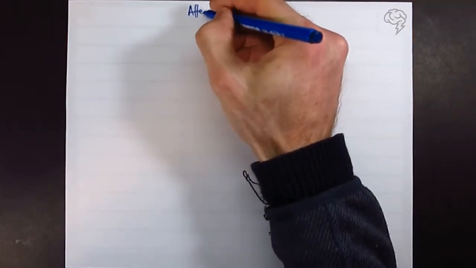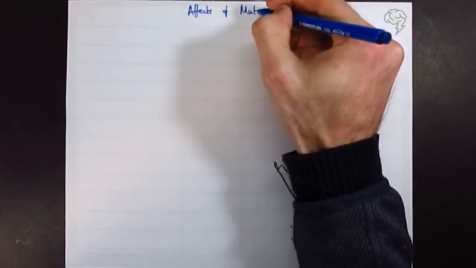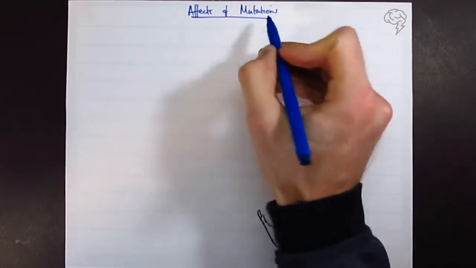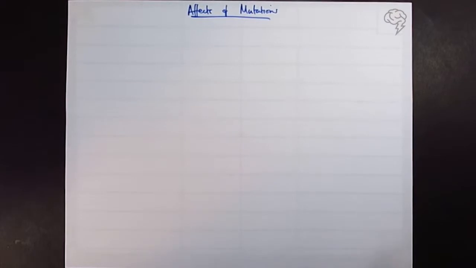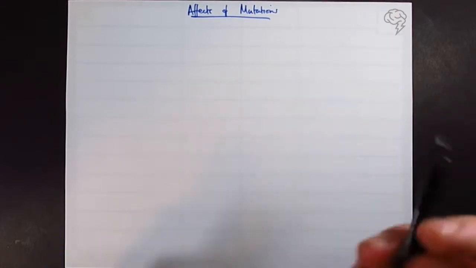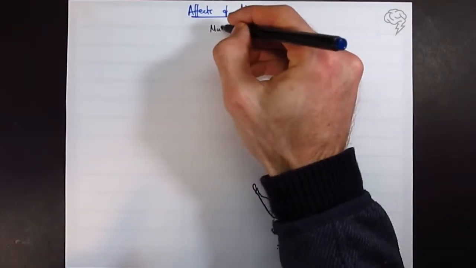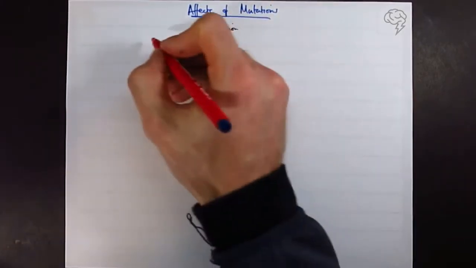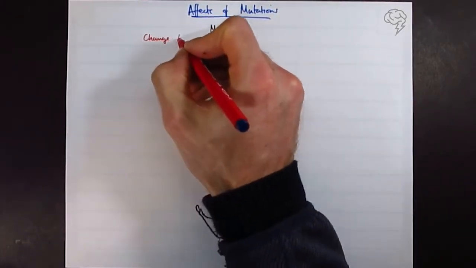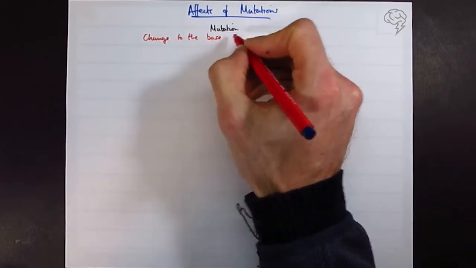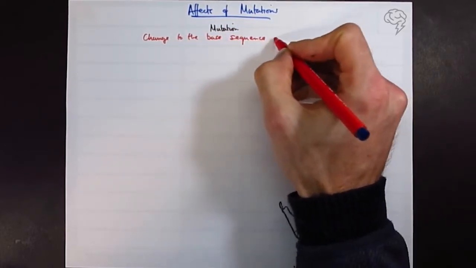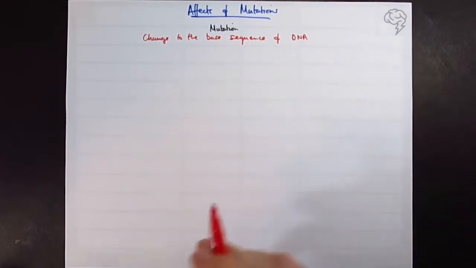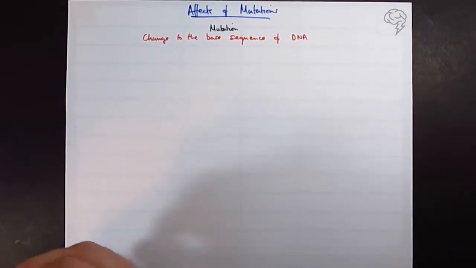Effects of mutations. Okay, so we're going to start off with a sort of flow diagram. I'm going to start off with a mutation, funnily enough. And let's just remind ourselves that is a change to the base sequence of DNA.